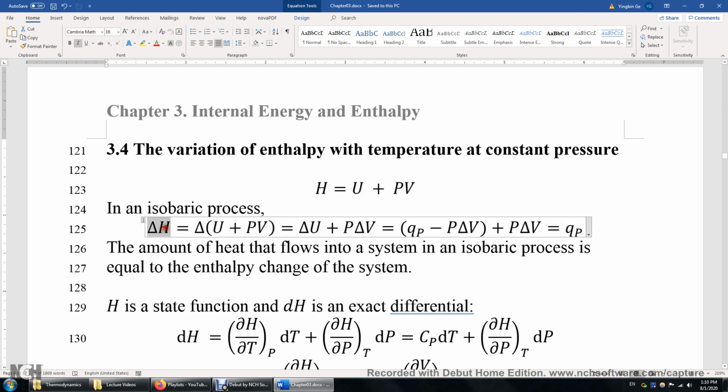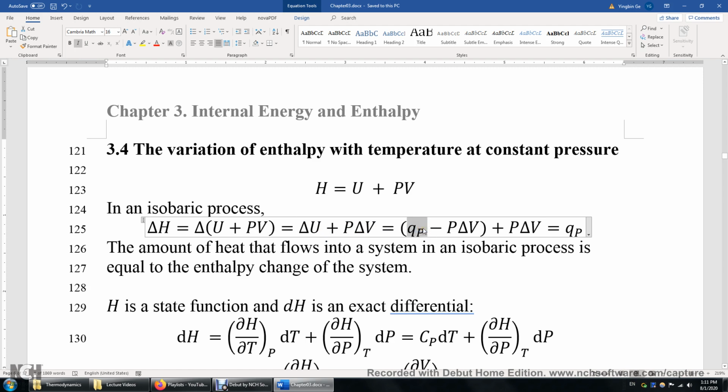Delta H is equal to delta U plus delta PV. Delta PV is just P delta V because P is constant. And then delta U is Q plus W. This Q is now Q sub P for the isobaric process.